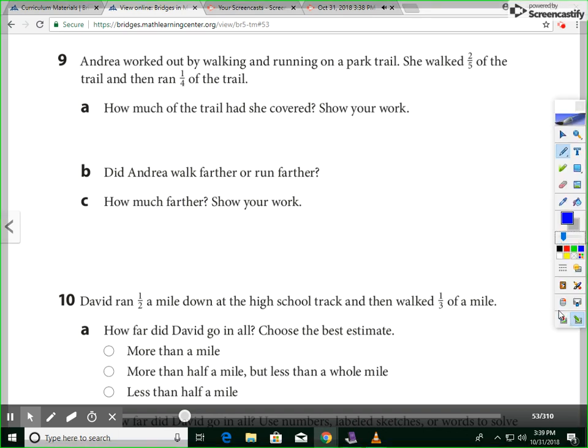And here's our last page of the assessment. We have a couple story problems here. Andrea worked out by walking and running on a park trail. She walked 2/5 of the trail and then ran 1/4 of the trail. A says, how much of the trail has she covered? Show your work. Did Andrea walk farther or run farther?